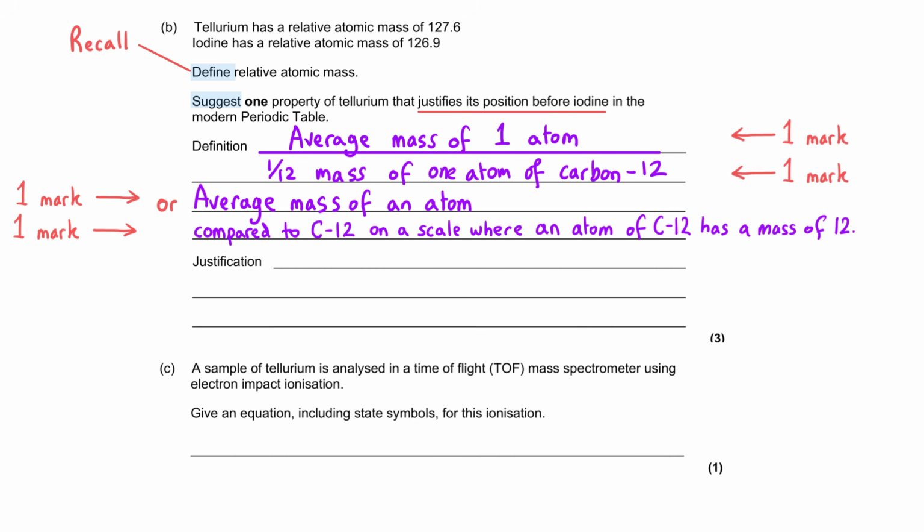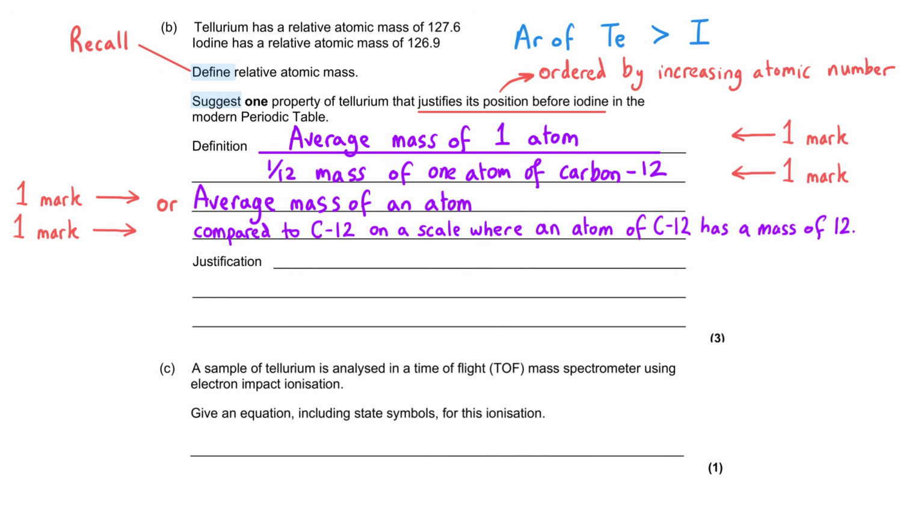Each of these lines would get us 1 mark. It's the equivalent of the numerator and the denominator from the fraction-based definition. In terms of the justification as to why tellurium is before iodine in the periodic table, even though the relative atomic mass of tellurium is greater than that of iodine, the best way to approach the answer to this question is to state to yourself that we just simply don't use relative atomic mass to order the periodic table anymore.